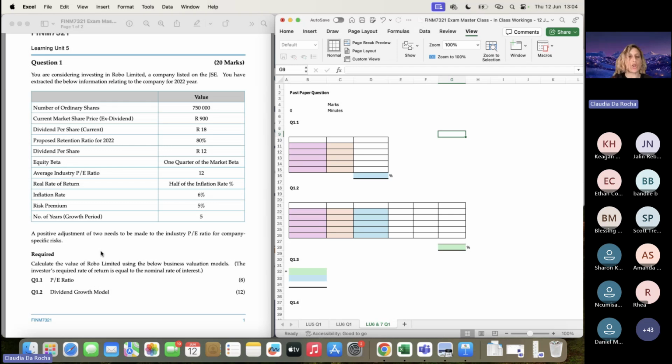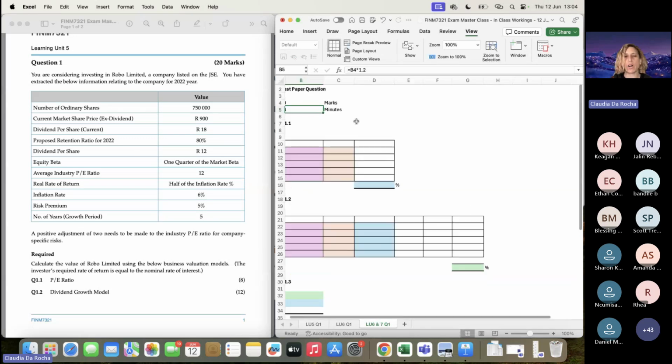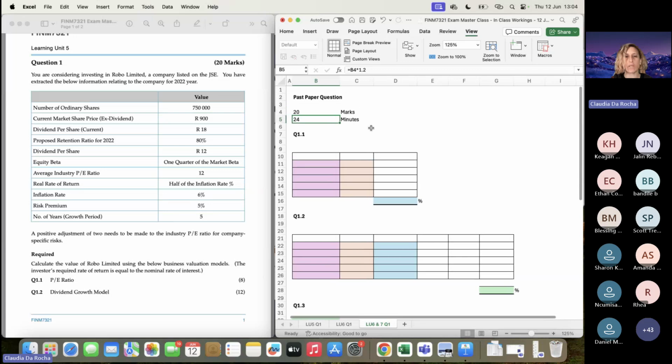Okay, so let's go through the paper. The first thing we always do is we look at the marks. We know it's 20 marks. We know that it's multiplied by 1.2 to give us how long it will take us. It should take us 24 minutes to complete. Again, when you're dealing with your question, you should always make sure that you are understanding what the mark allocation is and how long it will take you. All right. Then let's read the required. It says calculate the value of Robo Limited using the below business valuation models, and the investor's required rate of return is equal to the nominal rate of interest.